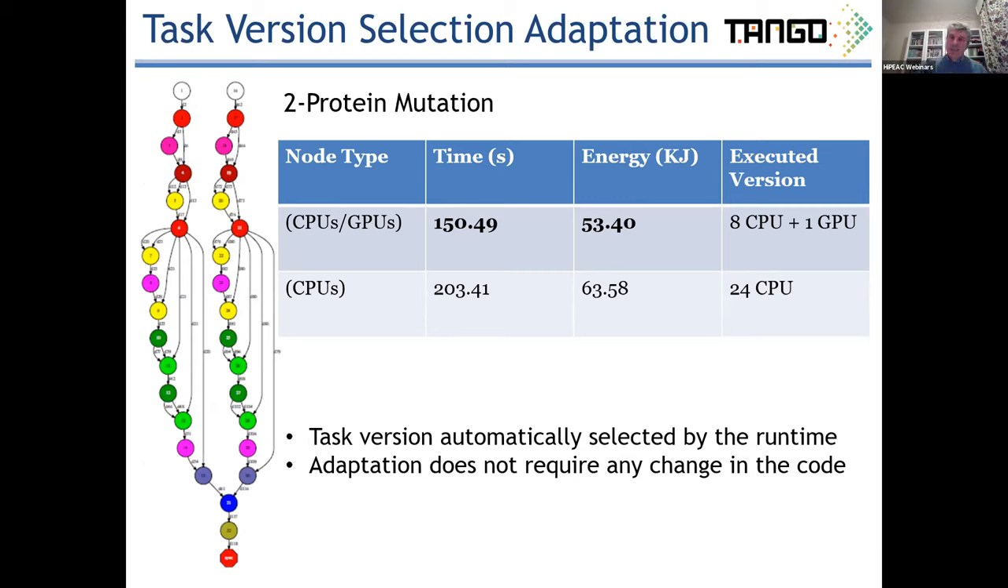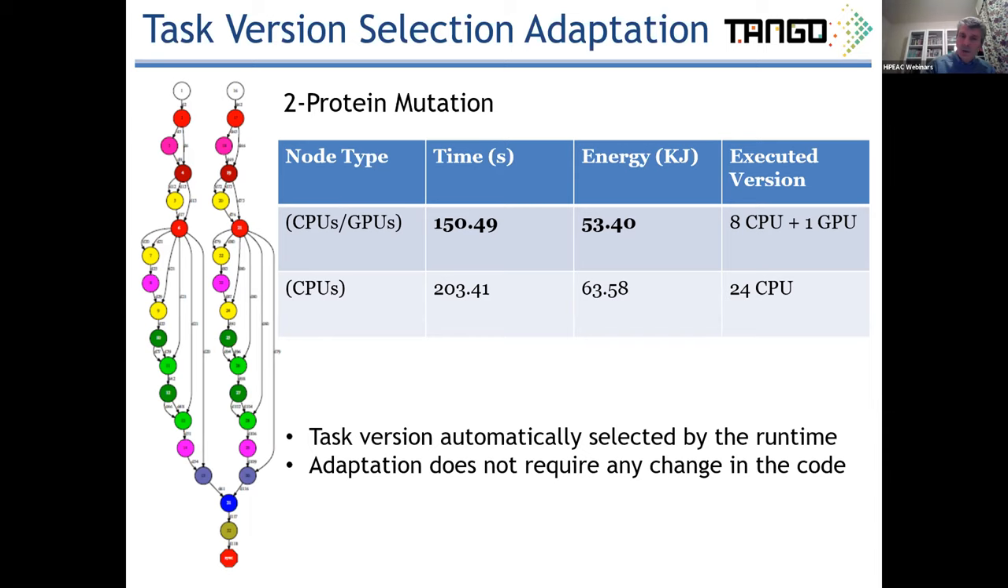On the left-hand side, you will see the tasks within the application and the inherent parallelism that is captured by the actual runtime. And you could see here that, for example, if you use CPUs and GPUs, you can expect to execute this version on 8 CPUs and 1 GPU and have an execution time of 150.49 seconds and consume 53.4 kilojoules. However, the same task versioning run on 24 CPUs will obviously give you different results. So the task version itself is automatically selected by the runtime, and the adaptation does not require any change in the code.